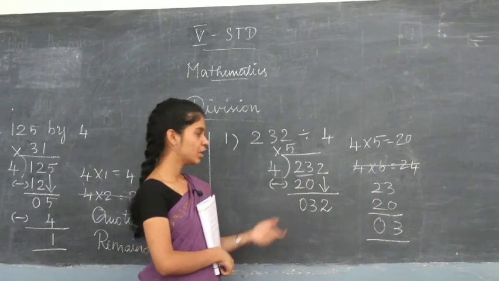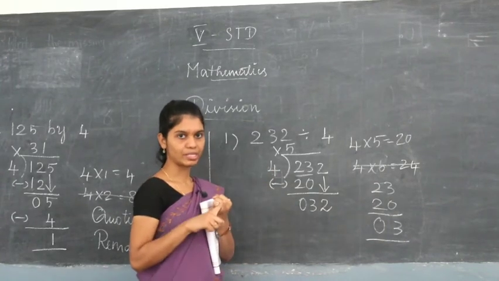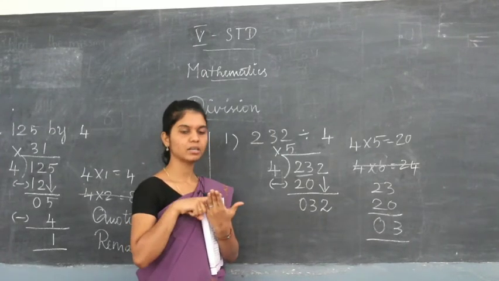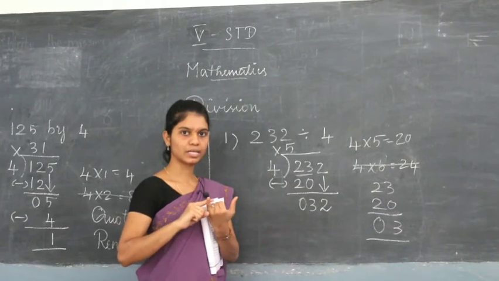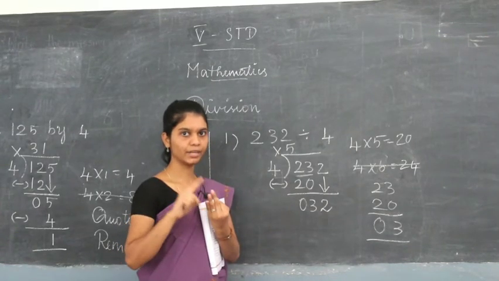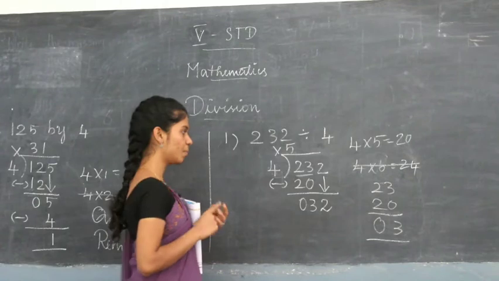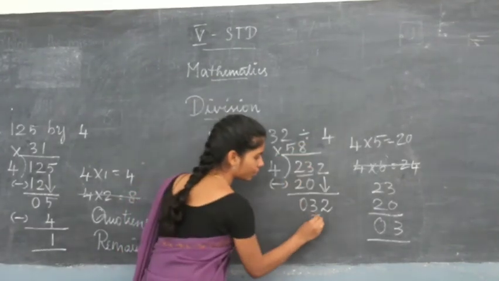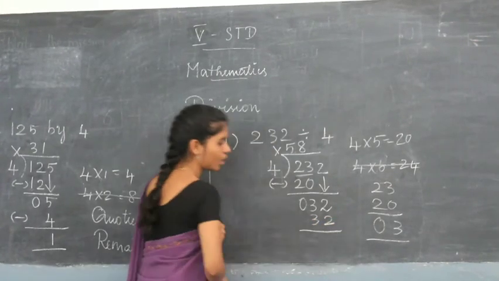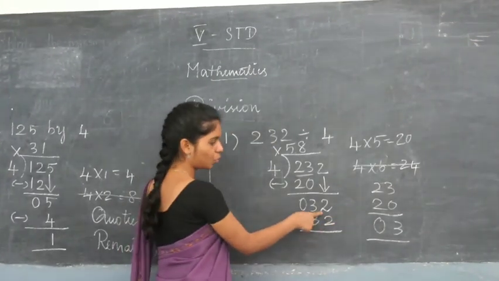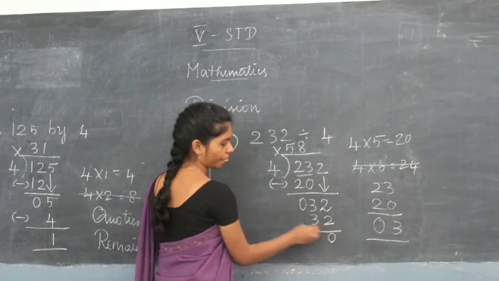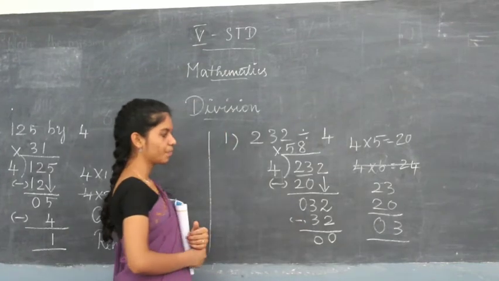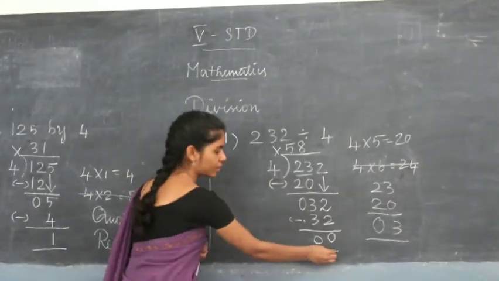Now what you should do? You should start telling the 4 table. 4 1s are 4, 4 2s are 8, 4 3s are 12, 4 4s are 16, 4 5s are 20, 4 6s are 24, 4 7s are 28, 4 8s are 32. So you got 32. So 4 multiplied with 8 gives you 32. Now you have to subtract them. 2 minus 2 is 0. 3 minus 3 is 0. So here you got the remainder as 0.